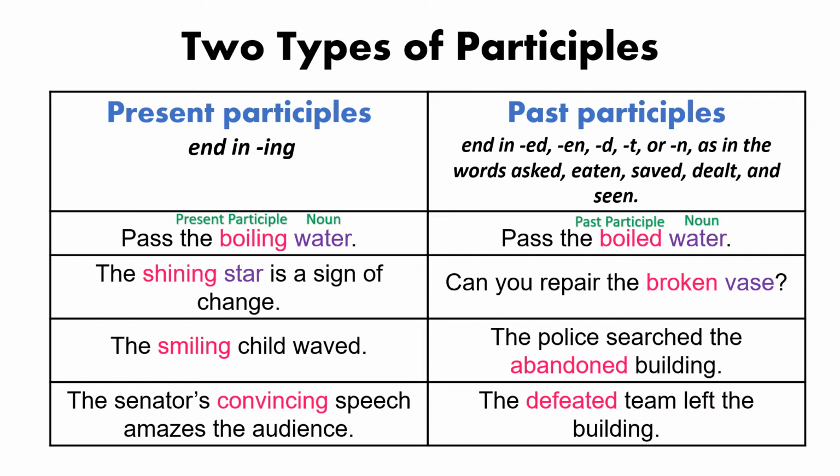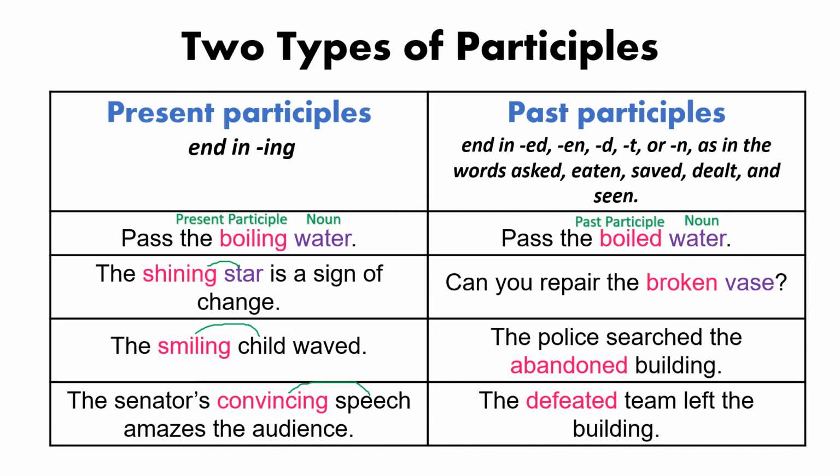Next, let's take a look at: the shining star is a sign of change. Here you would see that shining, which ends in ing, is a present participle describing the noun star. Same thing with: the smiling child waved. Smiling is your present participle and next to it is the noun child that it describes. And then finally, we have: the senator's convincing speech amazes the audience. Convincing is your present participle that ends in ing, which describes the noun next to it, which is the speech.